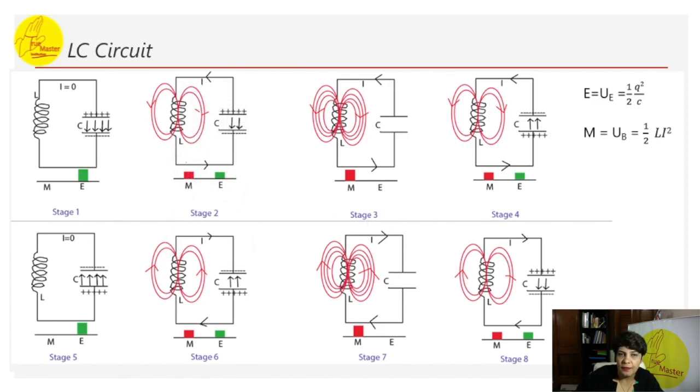In stage 3, the capacitor gets fully discharged. See, the capacitor is empty. What has happened? The capacitor is fully discharged and the potential difference across its plates becomes 0. So there is no potential difference across the plates, which is now 0. The current reaches its maximum value I naught. So I naught we denote for the current as maximum value.